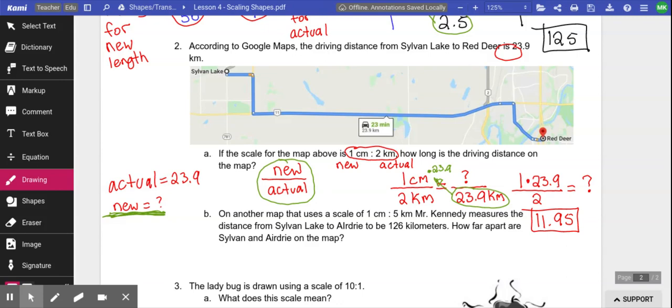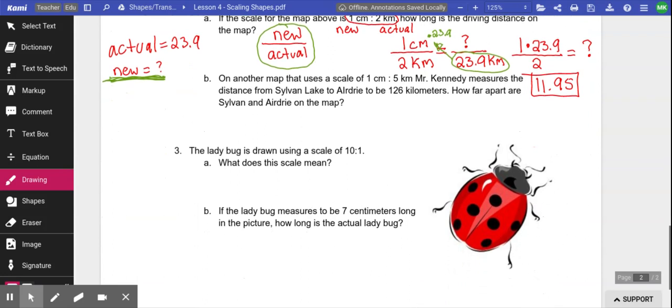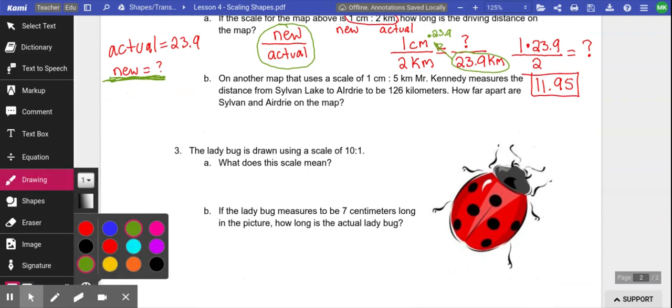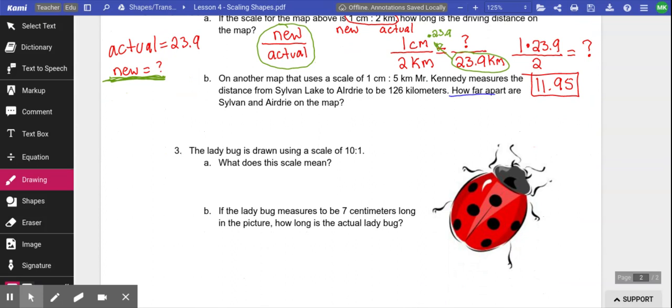Part B. On another map that uses a scale of 1 centimeter to 5 kilometers, Mr. Kennedy measures the distance from Sylvan Lake to Airdrie to be 126 kilometers. How far apart are Sylvan Lake and Airdrie on the map? So what I'm looking for here, we're looking for the new measurement. That means I want to use the formula new on top, actual on bottom. Whatever you're looking for goes on the top.